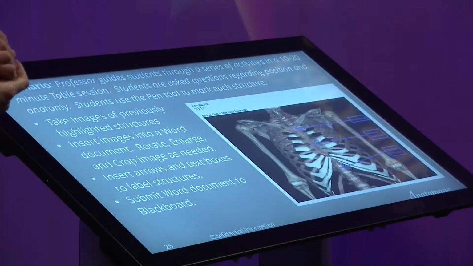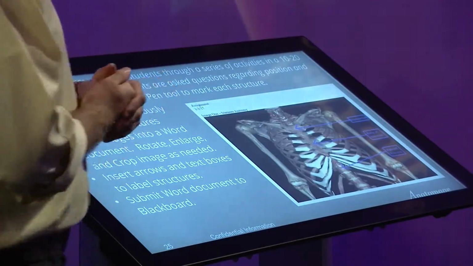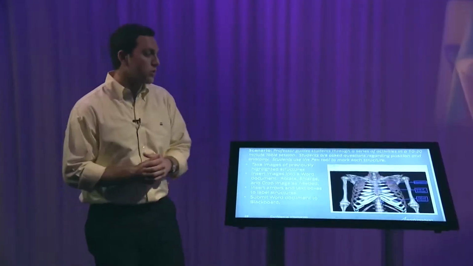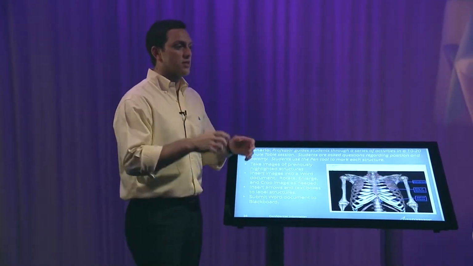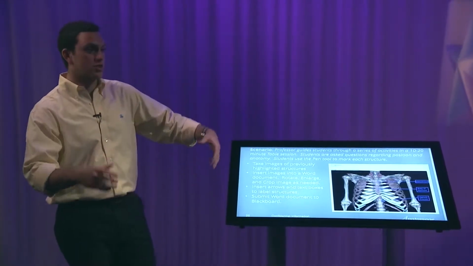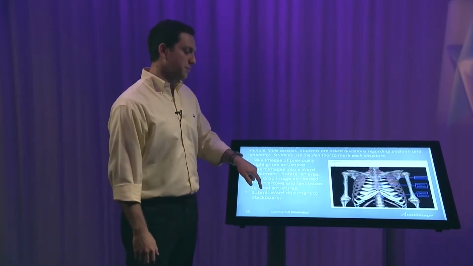So same thing here. They're asked to take images now of these highlighted structures, and then they had them save them onto a Word document, and then insert these. This was actually before we had the draw tool in an older version. So they were asked to then, like in Paint, draw some arrows. Now you can draw an arrow here and take a screenshot. And they were asked to submit this as a Word doc onto Blackboard.